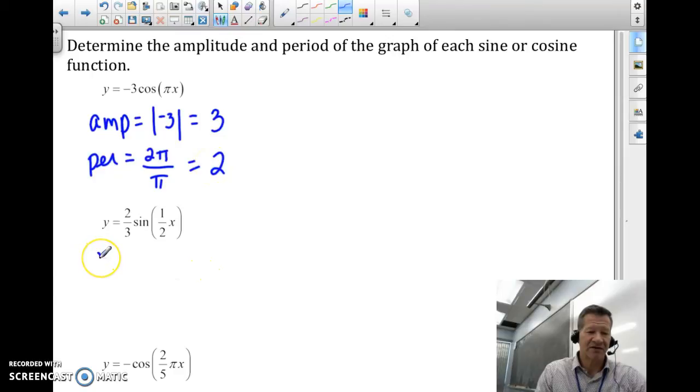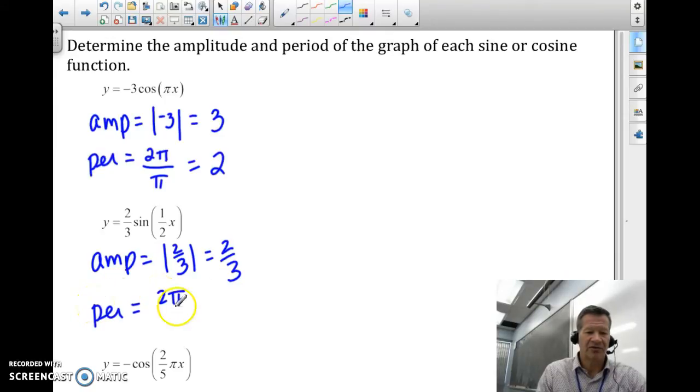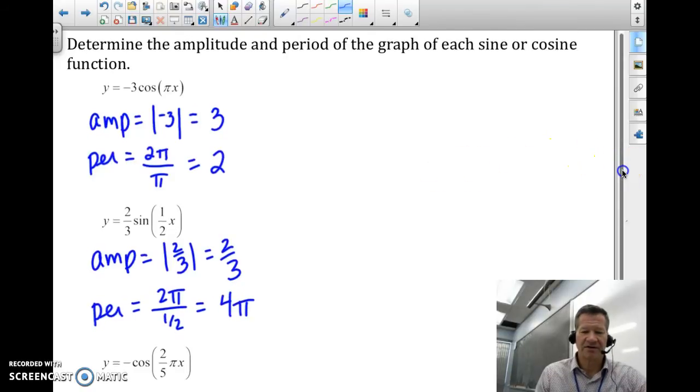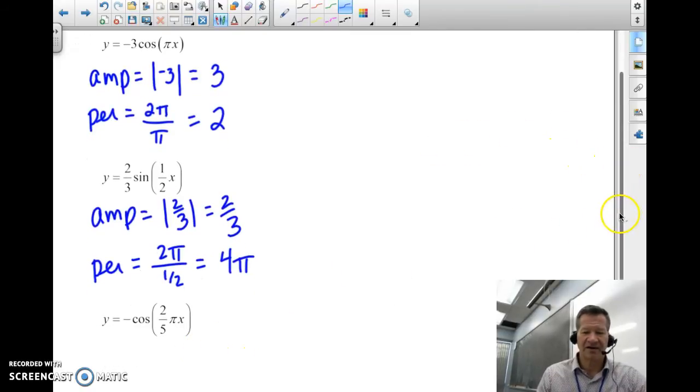This next one's a sine graph, but that's no matter. The lead coefficient is 2/3. Therefore, the amplitude is the absolute value of that, so that's just 2/3. And then the period is normally 2 pi, but they're multiplying x by 1/2, so we will divide by 1/2, and the new period would be 4 pi. So just simply dividing fractions there. 2 pi divided by 1/2 is 4 pi.